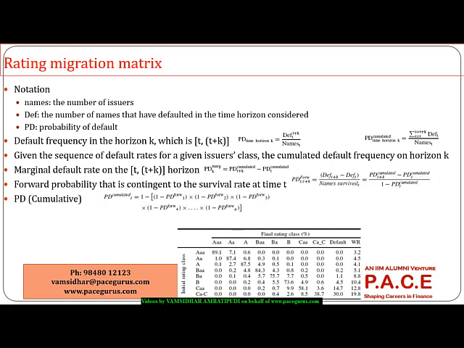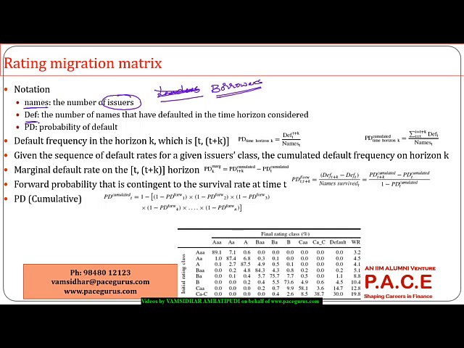Then we are also talking about understanding what a rating migration matrix is. This is something that is used by the rating agencies. So let me give some clarification on this. First, let's understand. I'm using the word names, which talks about the number of issuers, the number of lenders altogether. Sorry, the number of borrowers. Number of issuers is nothing but the number of borrowers.